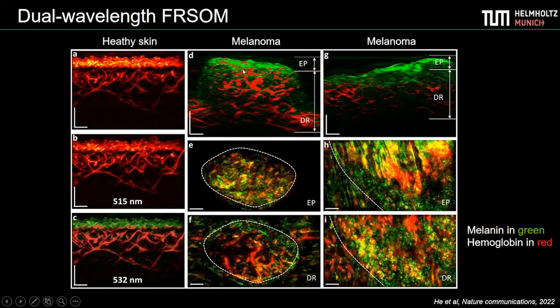For this melanoma lesion, we see the pigments in the epidermis region, and also the vasculature in red color in the dermal vessels. And here is another melanoma lesion. With this separation of melanin and hemoglobin, it can actually help to assess the margin of the lesion.